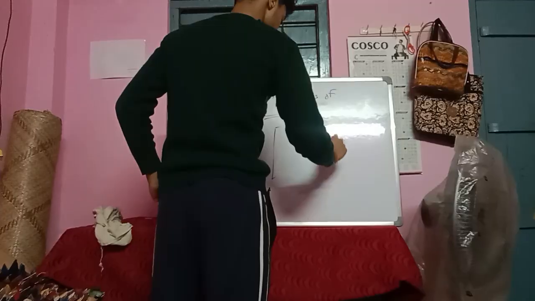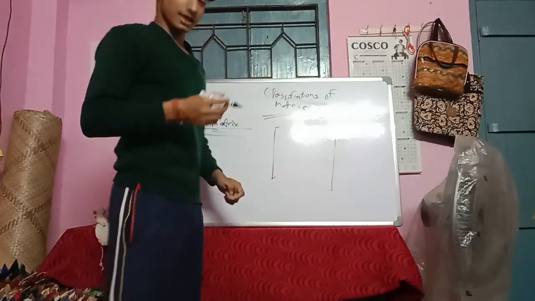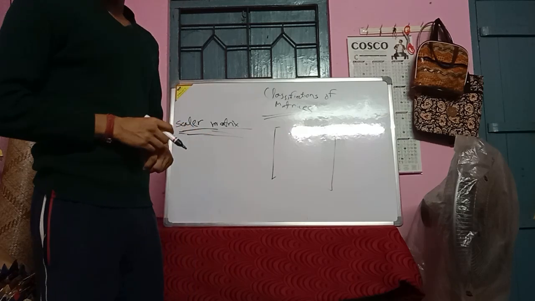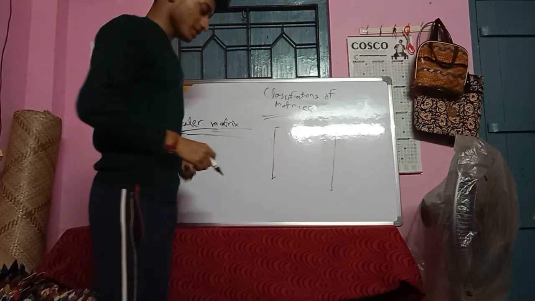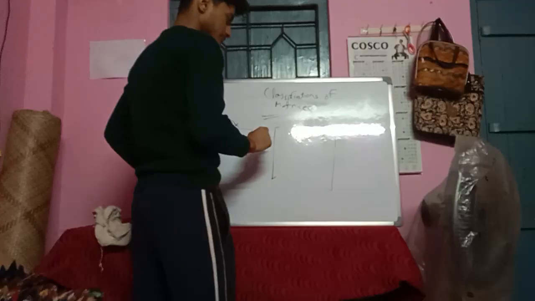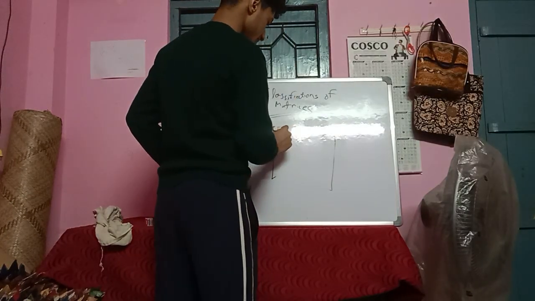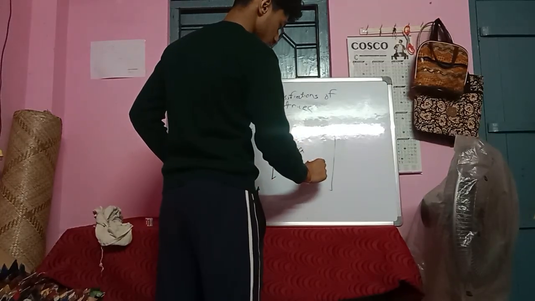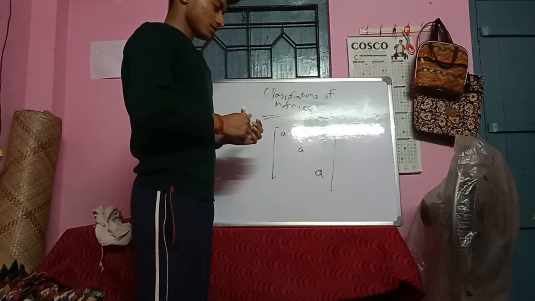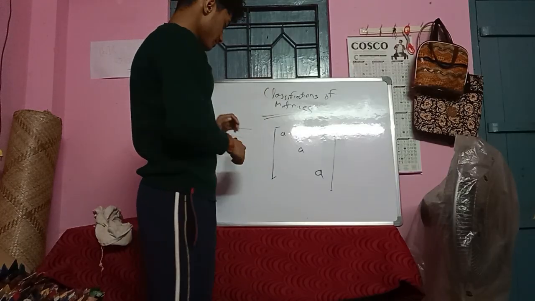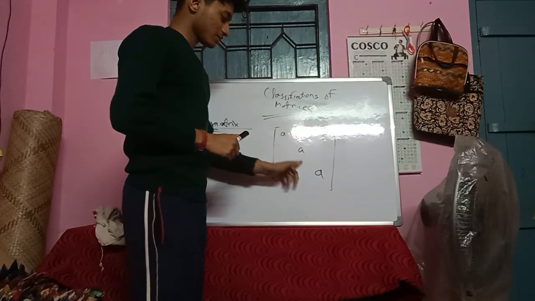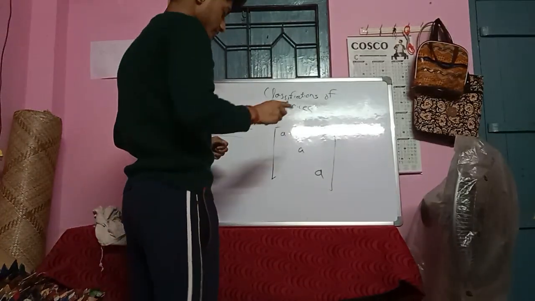A scalar matrix is a square matrix. Again, we're talking about square matrices. Square matrices are really important. A scalar matrix is a square matrix in which the elements of the primary diagonal are the same. Got that?